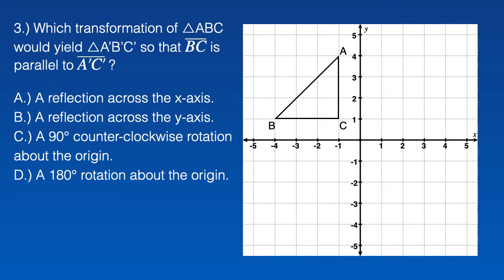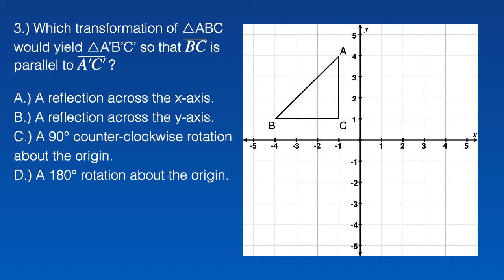Question number 3. Which transformation of triangle ABC would yield triangle A prime, B prime, C prime so that segment BC is parallel to segment A prime, C prime? So what I'm going to do is take you through all these different transformations. Again, there's a question on the test just like this one. I've done it slightly different, but basically like this, all right?